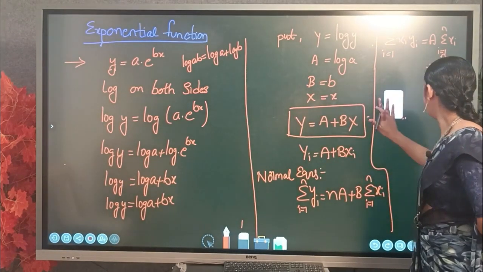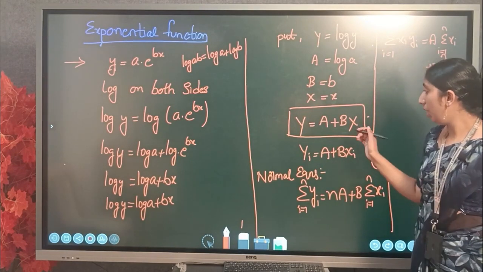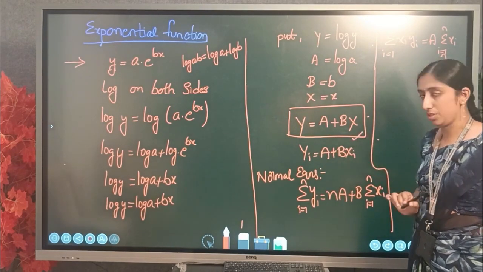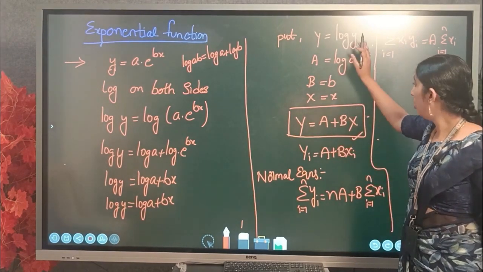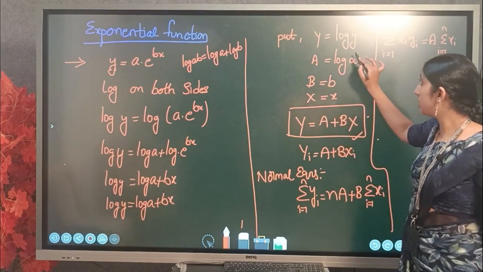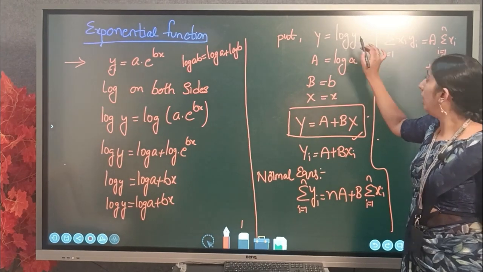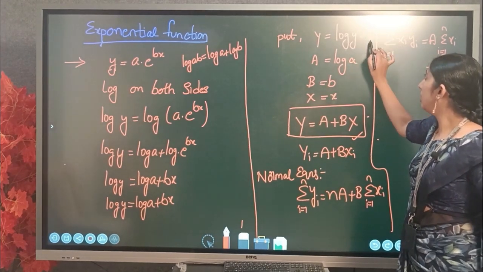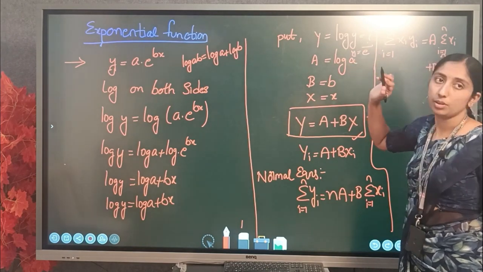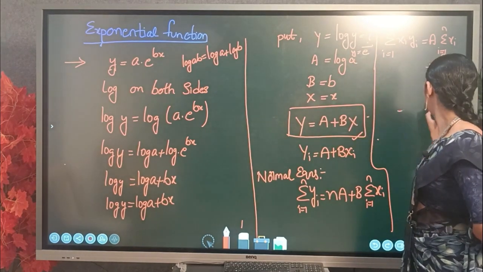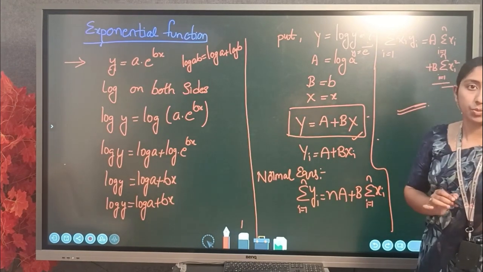After you get the values of a and b, you substitute in this equation. After that, y means log y. You place all these values, and log y is equal to some value. So for y, you take it to the other side and you get e power. Okay, these are the normal equations for an exponential function.